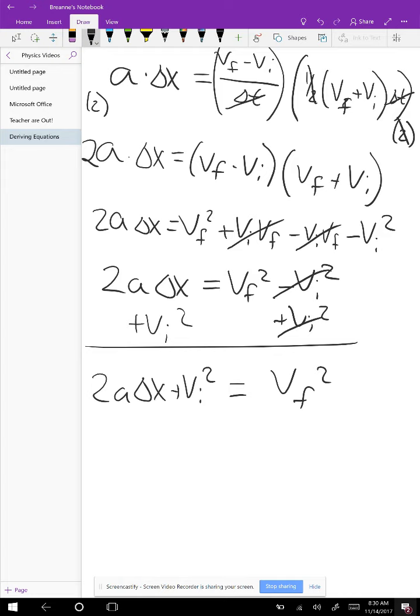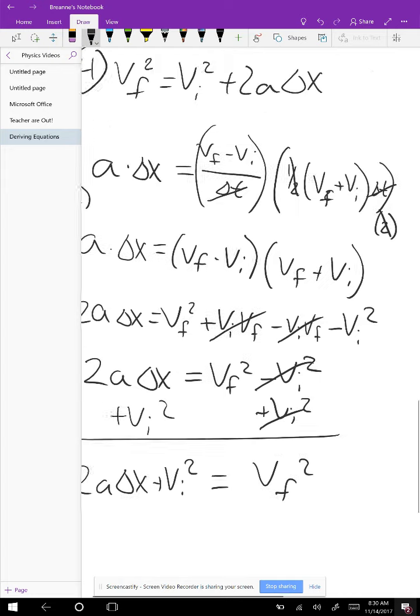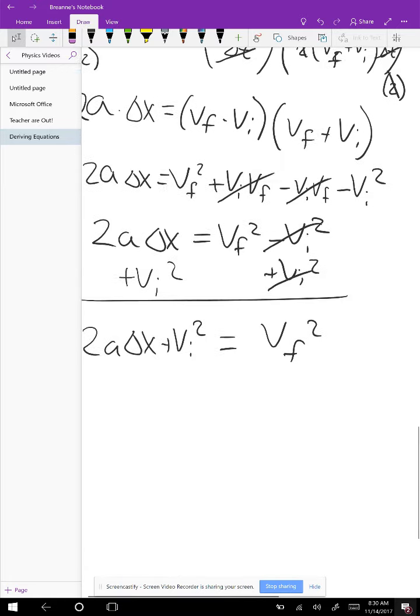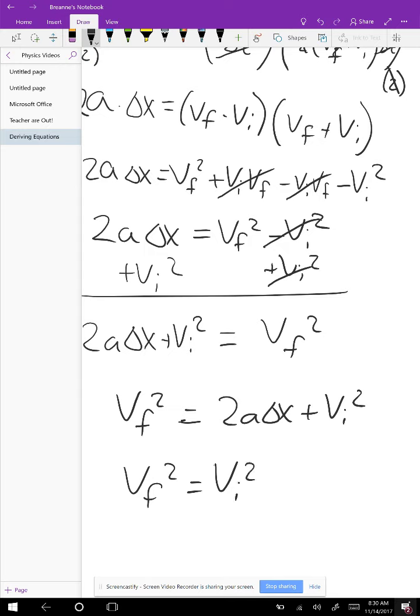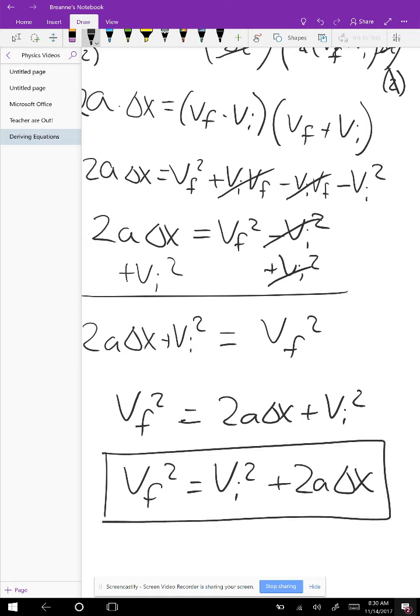Again, just like our first time, to get it to look like the equation that I've presented to you, you can flip it, equals 2a delta x plus v initial squared. Again, adding or subtracting, you can manipulate it either way, and you get to our fourth equation. So that's just how you derive the equations. This is not going to be testable. I just know some people like to know where the equations come from.